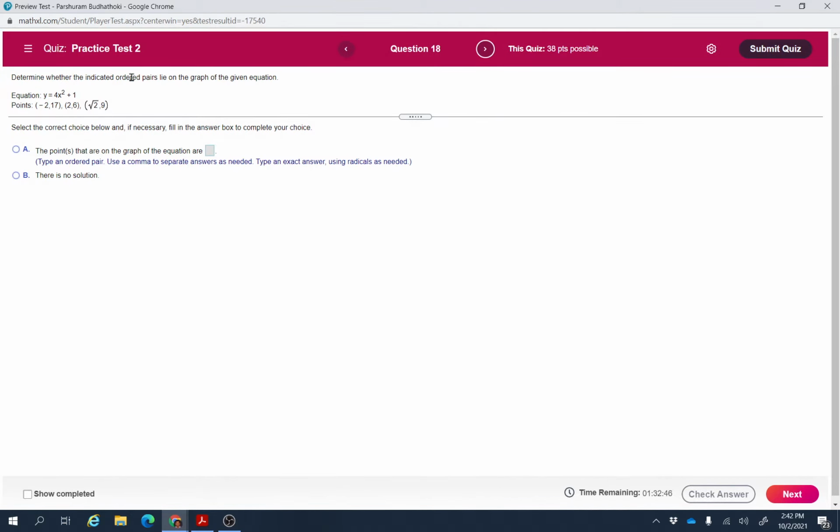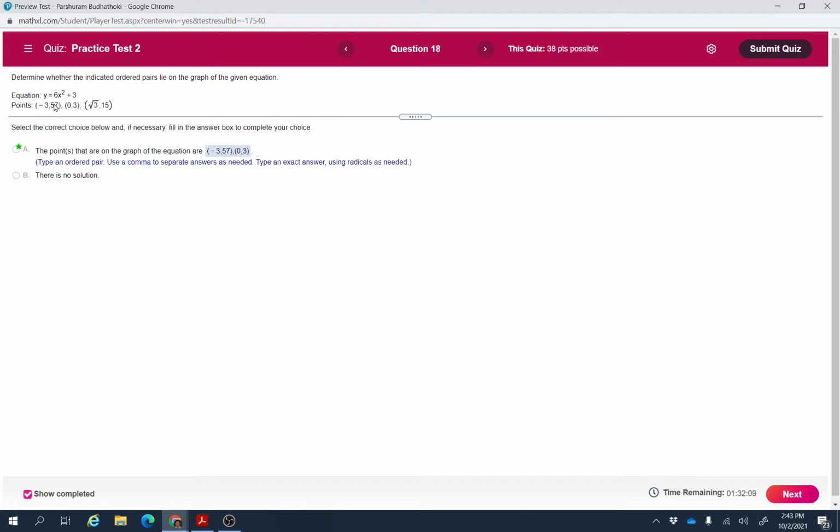Determine whether the indicated ordered pairs lie on the graph of the given equation. So there are three ordered pairs, 1, 2, 3. I'm not going to check all three of them, so I'm going to show you one. I'm just going to take one of them to find out whether a point lies on the graph of the equation or not. You just plug those points into the given equation. Plug means you choose the x value for the first one, and then the y value for the second one. Since there are three different points, I'm just going to do one of them.